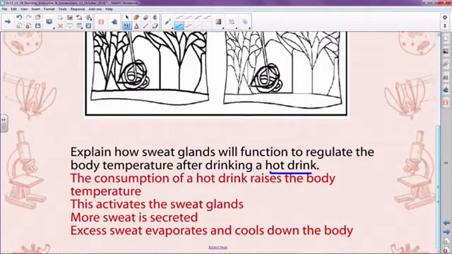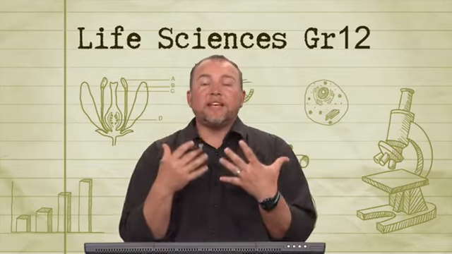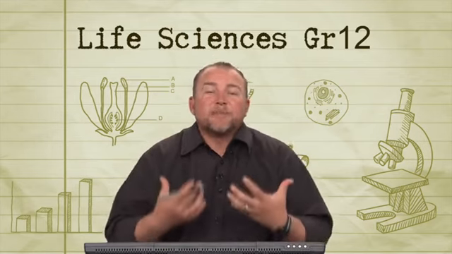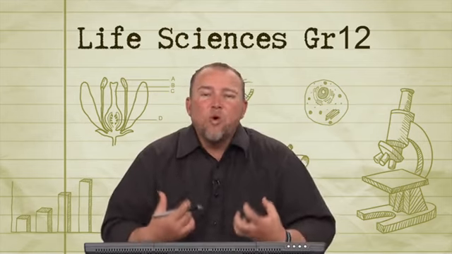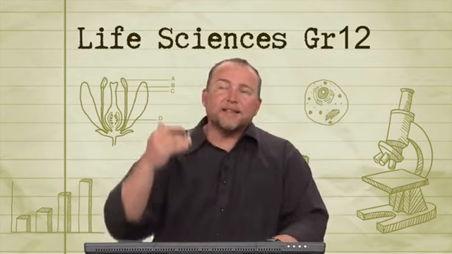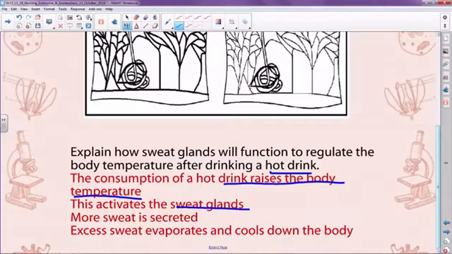Okay, so now, here we go. The consumption of a hot drink raises the body's temperature. Remember, it's going to go inside. It's not going into your cells, but it is getting hot, so it's warming everything up. Once that starts warming up, this activates the sweat glands. Why does it do that? Because the blood vessels that are absorbing the hot drink get hot, so the blood itself warms up. So what does the blood need to do? It starts cooling off.